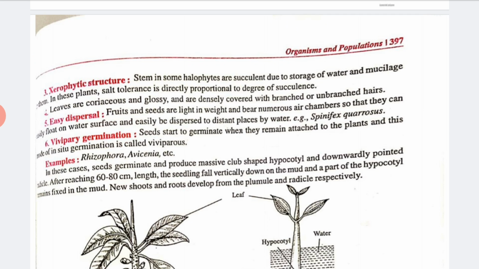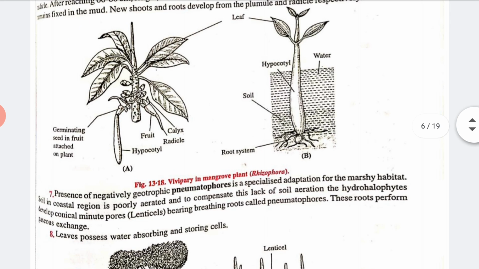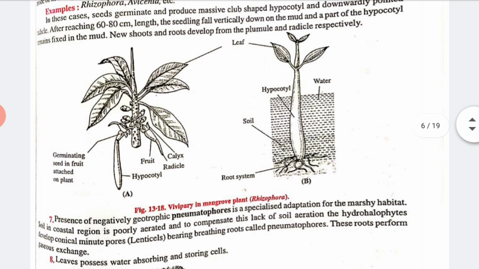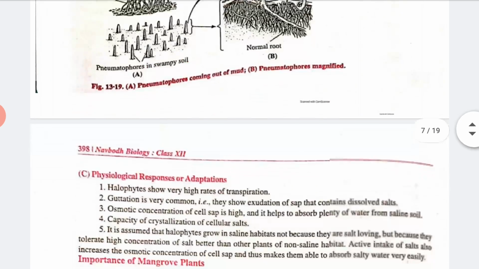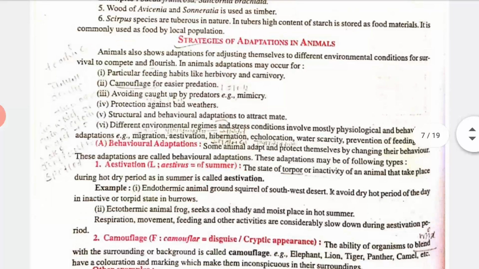Clear? Yes. So on the basis of this, we can see here we have many viviparous examples in mangroves, like Rhizophora. This is the best example of viviparous in a mangrove plant. Yes. Now next we will talk about the strategies of adaptation in animals.